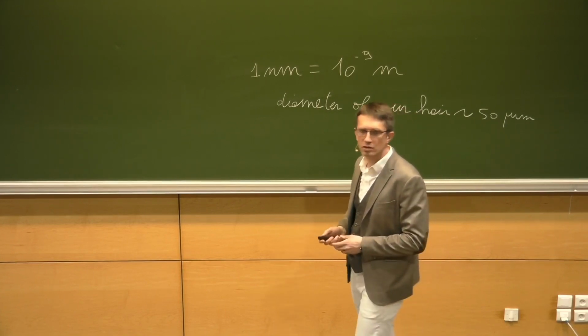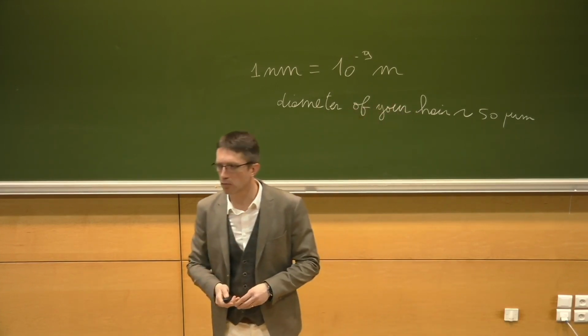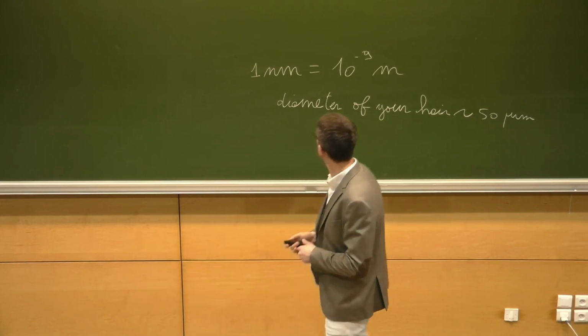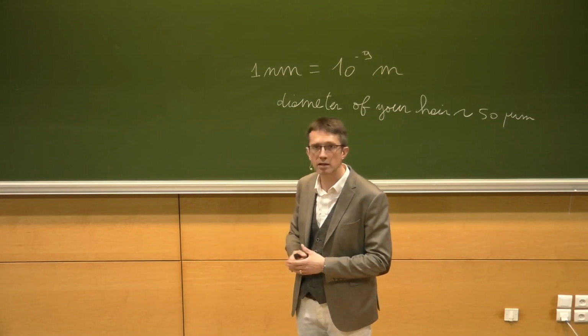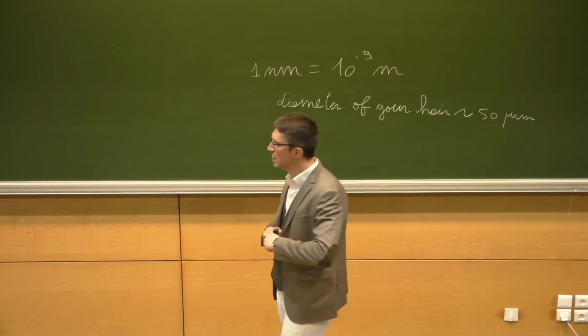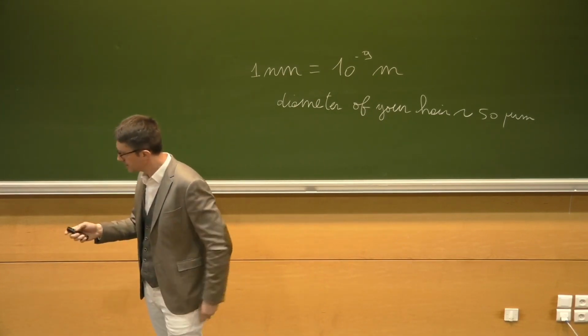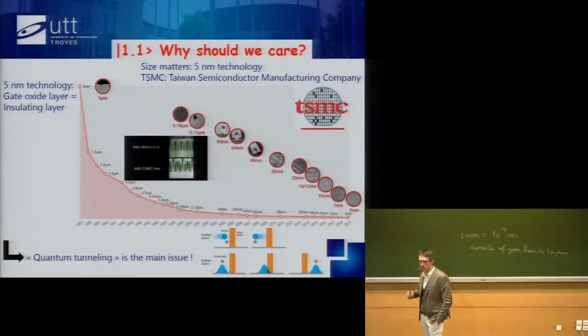So you could say, what's the big deal? What's the problem with that? It's small, and so what? If we can make it technologically, which we can, then what's the problem with it? Well, the problem is that at this dimension, and I'll come back to that later, we have an effect that we call quantum tunneling. And quantum tunneling, in this case, is a big issue. So why is it a big issue?